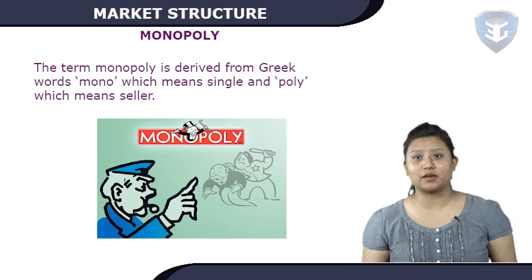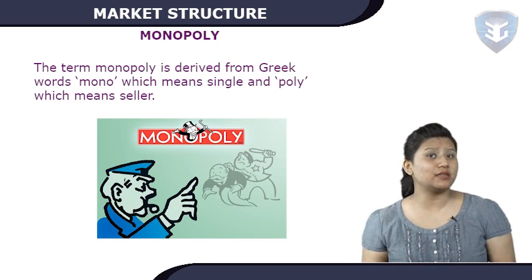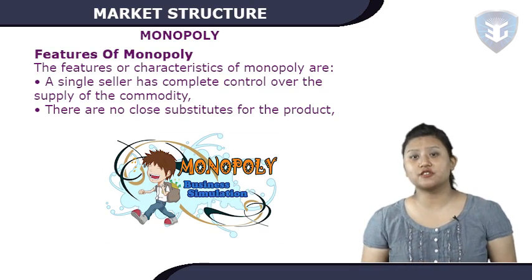Monopolist is the price maker and has a control over the market supply of goods. But it does not mean that he can set both price and the output level. Now the features of monopoly.